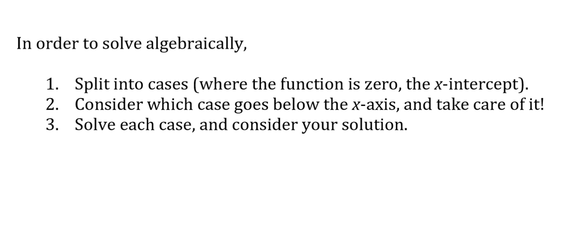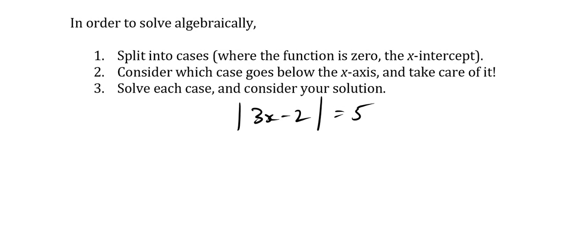Okay, so let's take a look at this. So we are solving this. 3x minus 2 equals 5. Okay? So case 1 is where 3x minus 2 is less than 0.